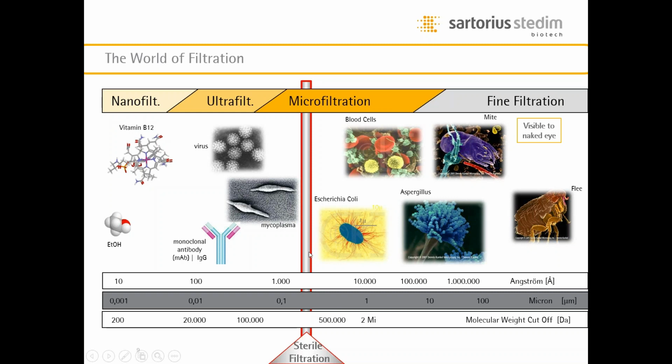So talking about the world of filtration, where are we really when we talk about sterilizing grade filters? As you know, a sterilizing grade filter is rated as a 0.2 or 0.22 micron pore size. So this simply means this is the range here that is indicated with this red bar. We call this microfiltration. So all particles being larger than the pore size of 0.2 will be reliably retained, including blood cells, but even small or larger organisms, yeast, bacteria, and so on.